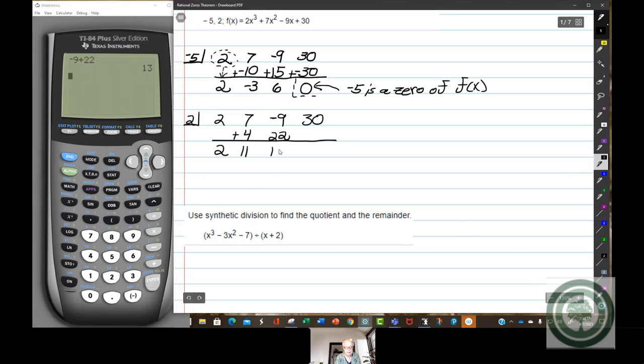-9 + 22 = 13. 13 × 2 = 26. 30 + 26 = not 0. It's 56. What this shows is that 2 is not a 0 of f of x.